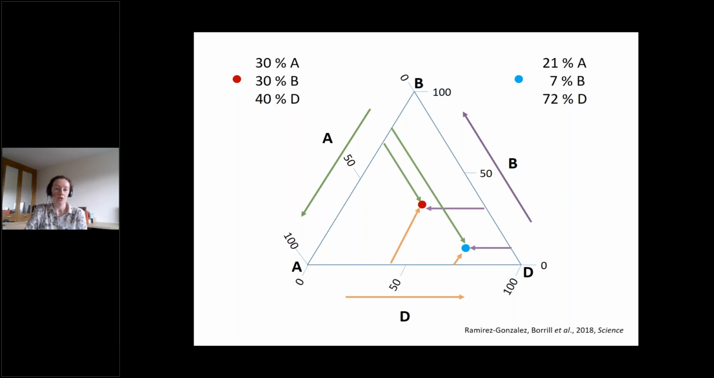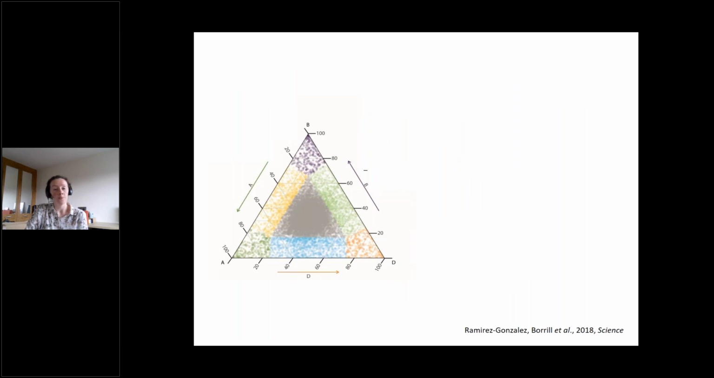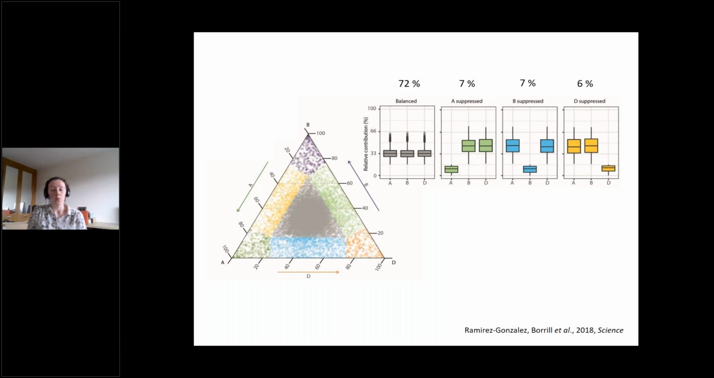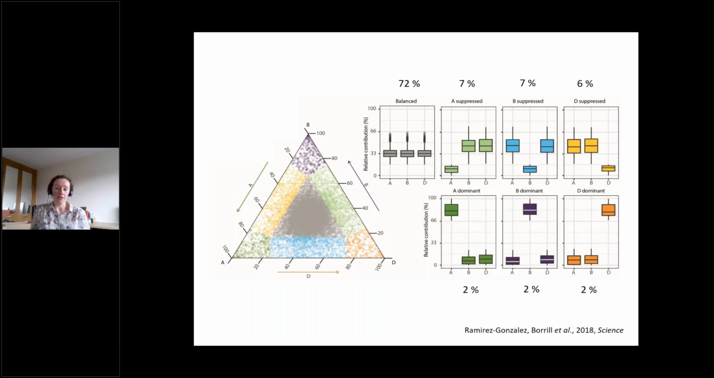So we used this method to plot all the triads, the 17,000 triads in the wheat genome. And this is the pattern that emerged. So we found that 72% of triads were expressed in a balanced pattern. So all 3 homologs were expressed at quite a similar level. We also found cases where one of the 3 homologs was expressed at a lower level than the other 2 homologs. So this included 7% had A suppressed triads, 7% were B suppressed triads, and 6% were D suppressed triads. And we also found cases where one of the 3 homologs was more highly expressed than the other 2 homologs, but these were rarer, so about 2% in each of those categories.